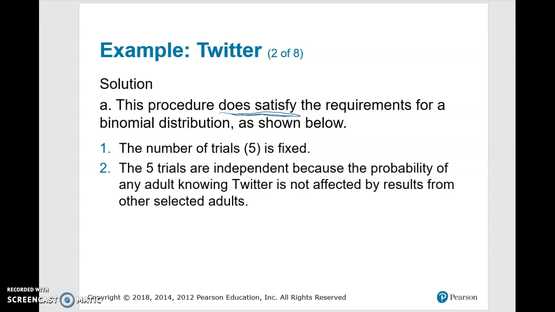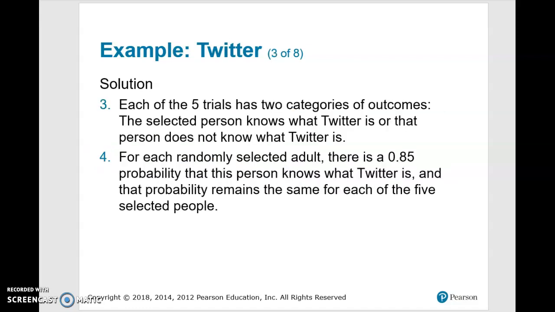First reason is that there are a fixed number of trials, 5 trials. Next, these trials are independent because the probability of any adult knowing what Twitter is doesn't affect the results from other adults. The third criteria is that each of the 5 trials has 2 categories of outcomes. The person knows what Twitter is, we could call that success, or the person does not know what Twitter is, we could call that failure in this problem. For each of the randomly selected adults, there is a 0.85 probability that this person knows what Twitter is, and the probability remains the same for each of the 5 selected people.